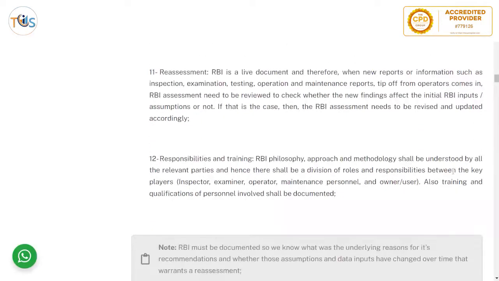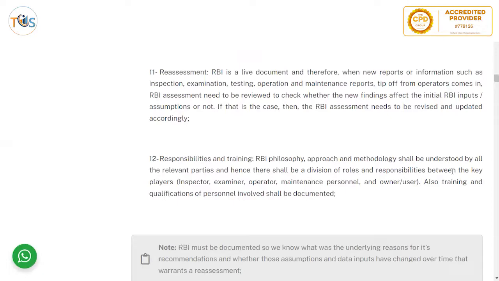And then reassessment. RBI is a live document, and therefore when new reports or information such as inspection, examination, testing, operation, and maintenance reports, or tips from operators come in, the RBI assessment needs to be reviewed to check whether the new findings affect the initial RBI input assumptions or not. If that is the case, then you need a reassessment.